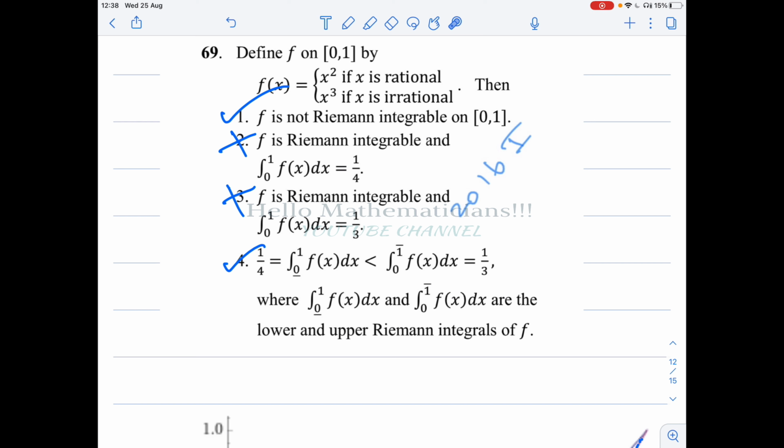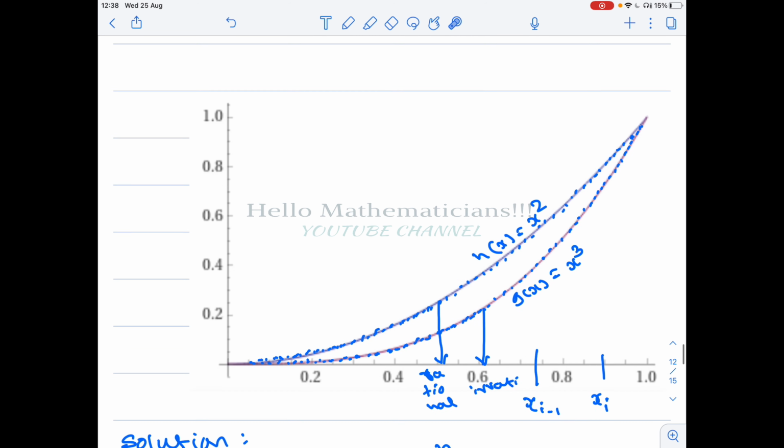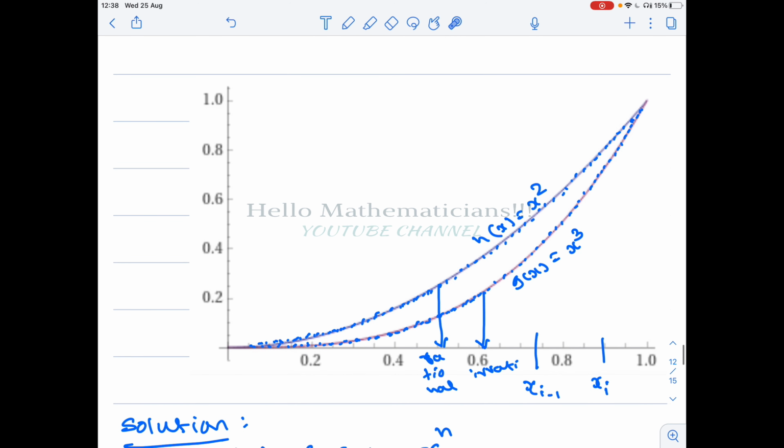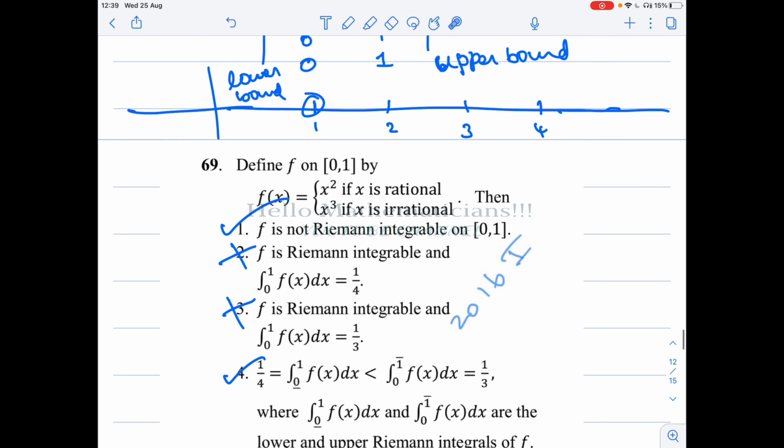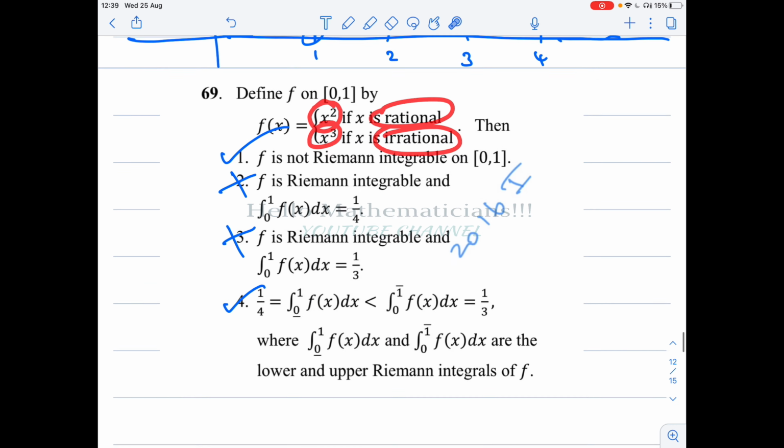Okay, let's see how to solve this problem. First, the graph of this function looks like this. So this is the graph of f of x equal to x cube. Similarly, this is the graph of f of x equal to x square. Okay, so we call one g of x and this function h of x, but only on rationals and irrationals do we have respectively x square and x cube, right?